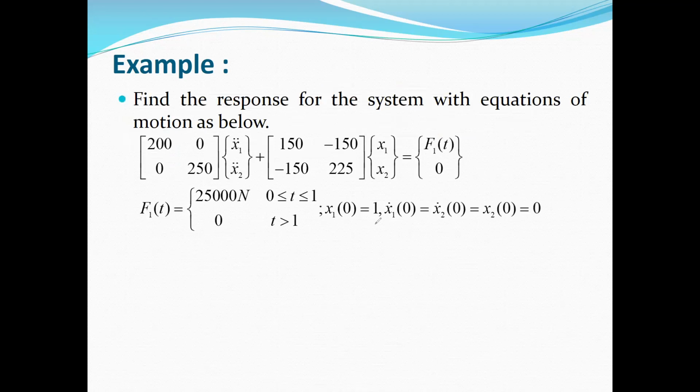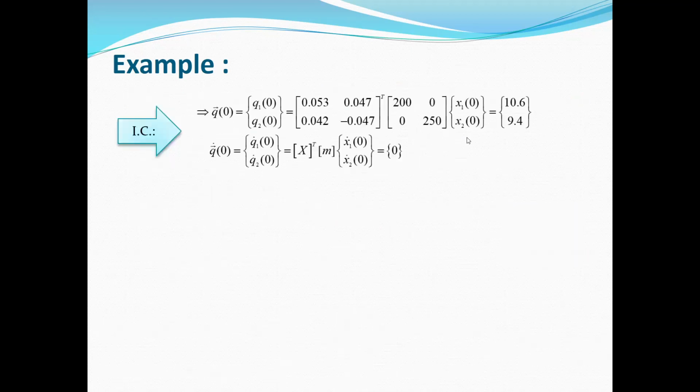X1 at t equal to 0 is 1 and the other initial conditions are 0. So we can substitute into the vector here. This term is 1 and the second term is 0, but you can see that the initial displacement vector for q is not like that. The second term is not 0 and the first term is not 1, it's 10.6.